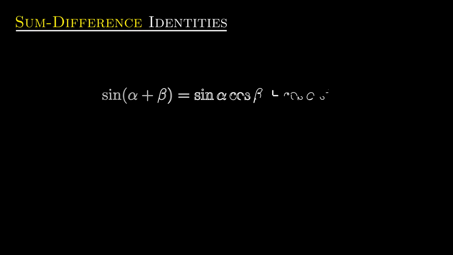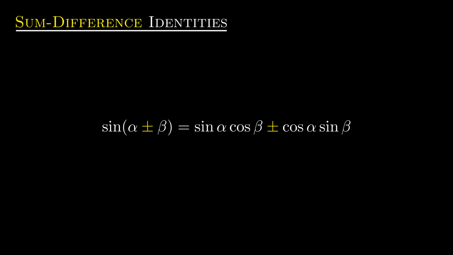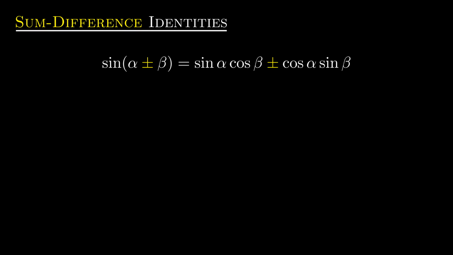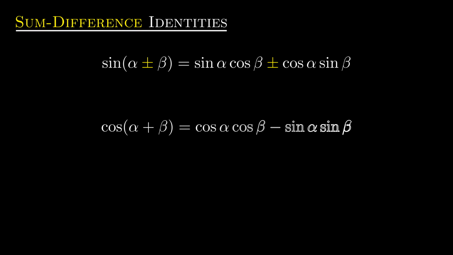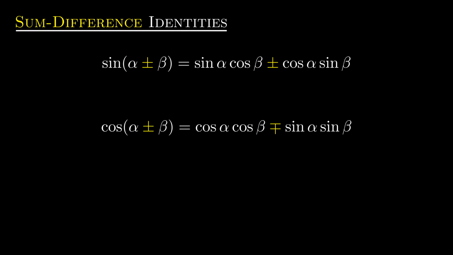For example, here is the sine sum identity, and here is the sine difference identity. We can combine the two into one unified form. Similarly, here is the cosine sum identity, and here is its difference identity. And once more, we can combine it together into one form. And of course, don't forget for tangent.